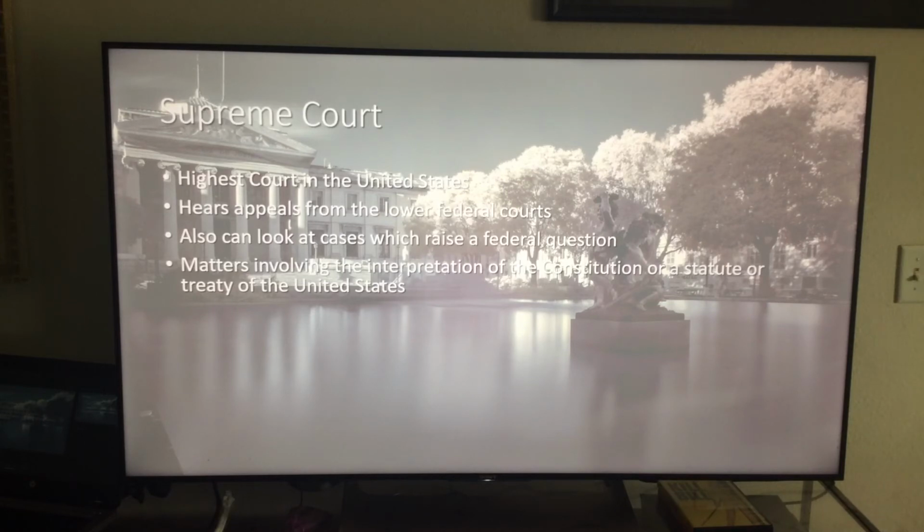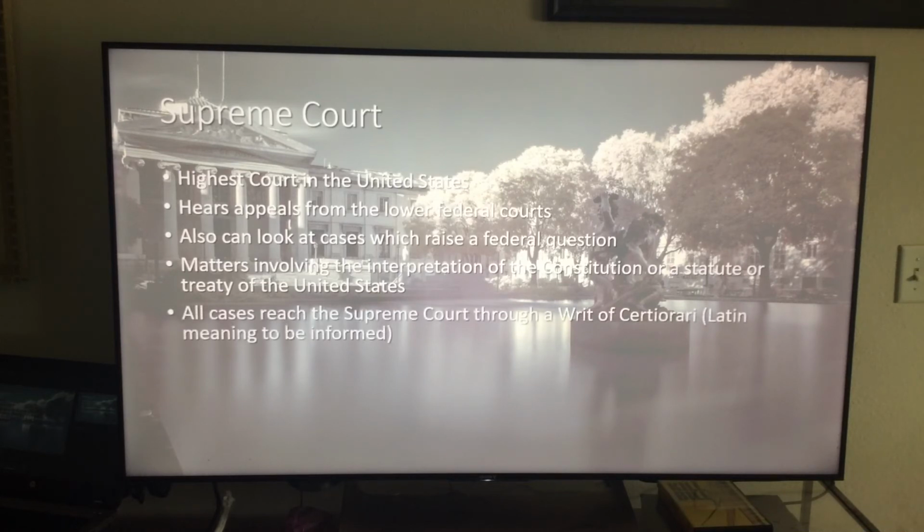What does the Second Amendment really mean? Is it the right of an individual to carry a weapon, or is it the right of a state to have a militia? That's an interpretation of the Constitution, so the Supreme Court will look at those types of cases. Or again, saying under God in the Pledge of Allegiance.